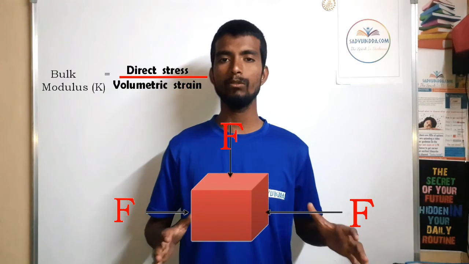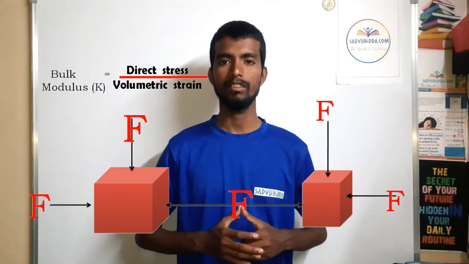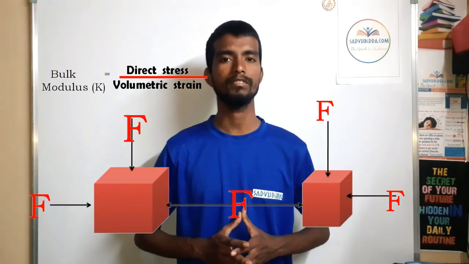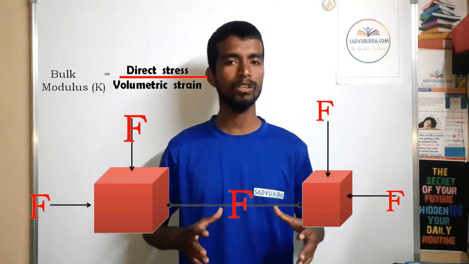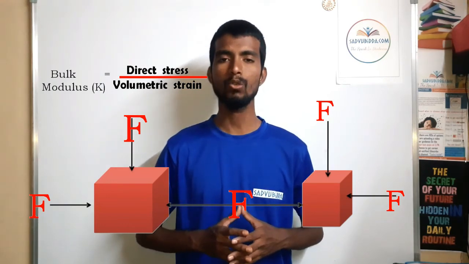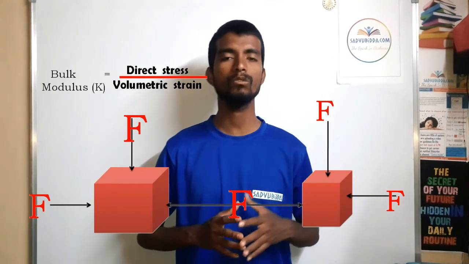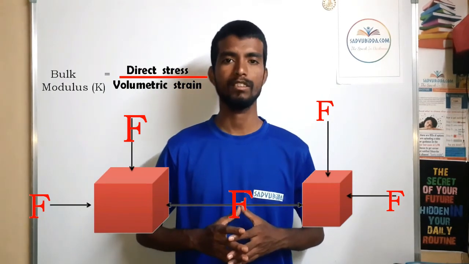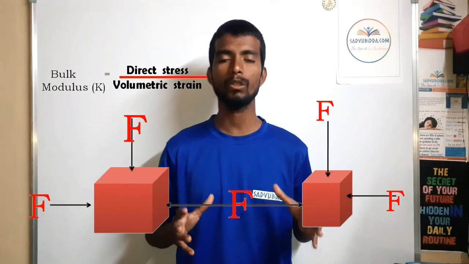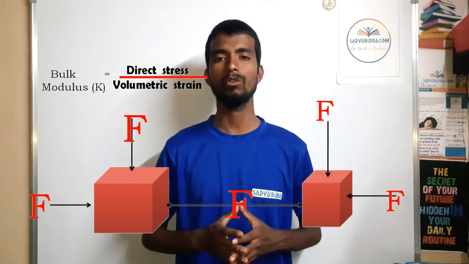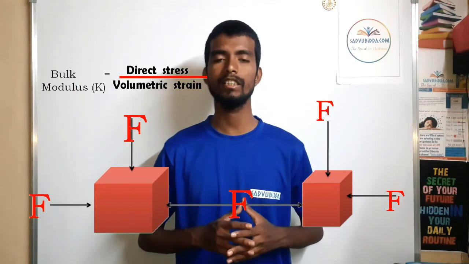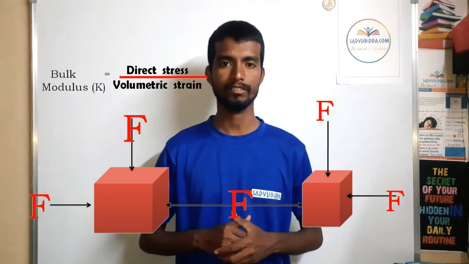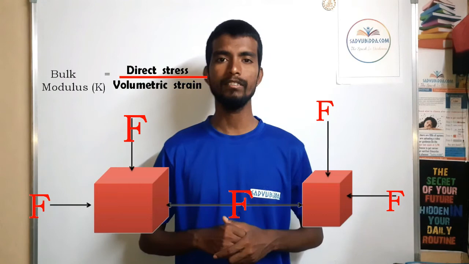That is, when three forces are applied to this block, it will undergo deformation. This change in dimensions relative to the original dimensions is known as strain. The ratio of the stress to the strain is known as bulk modulus. Here strain is considered for the whole block, that is, volume. So direct stress to the volumetric strain is known as bulk modulus, which is denoted by K.